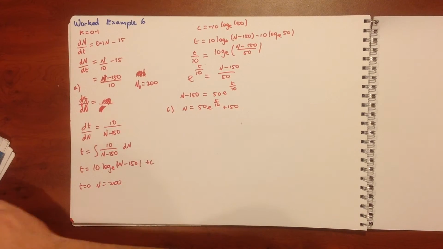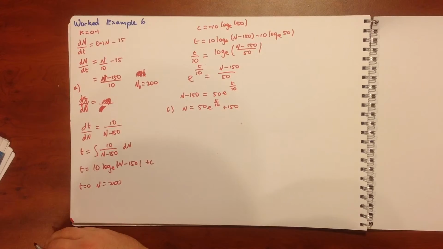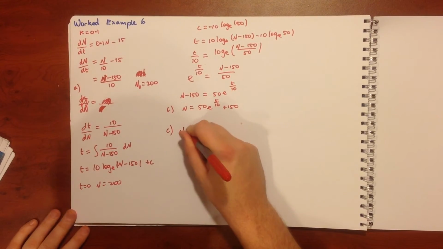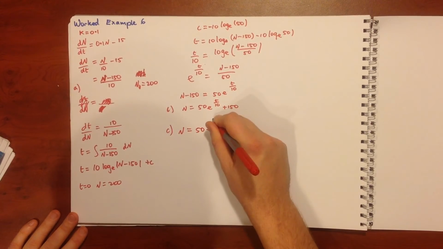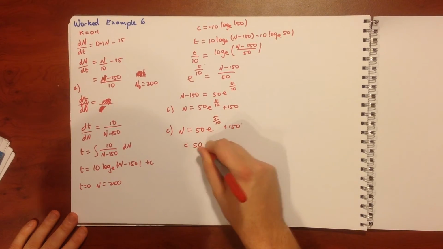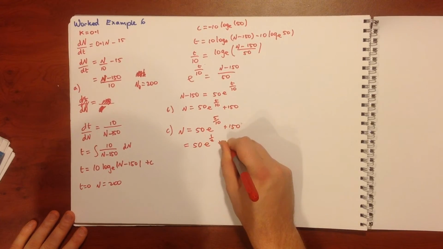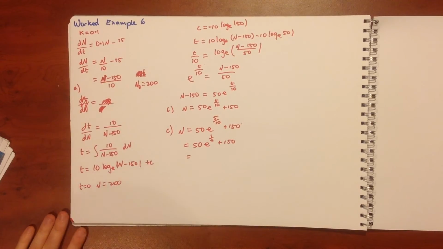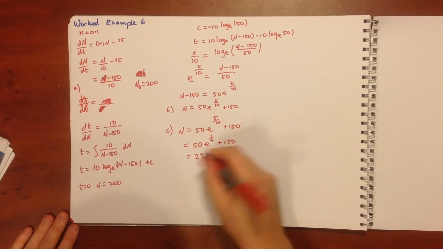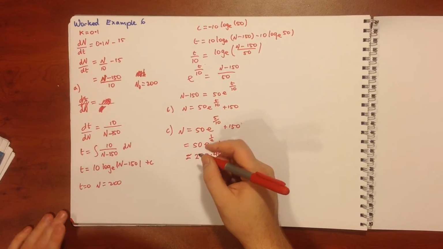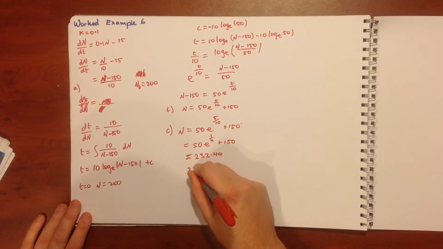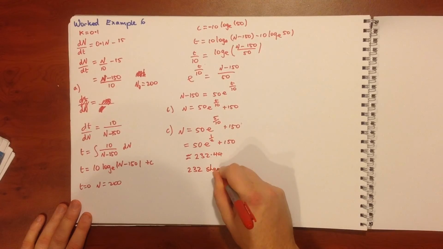Then part C is determine the number of sheep on the farm after 5 years. So that's just a simple n equals 50 e to the 5 on 10 plus 150. So 50 e to the half plus 150. We just put that in our calculator, which is 232.44. Which means we need to round down, because we can't have part of a sheep. So we can say there'd be 232 sheep on the farm.